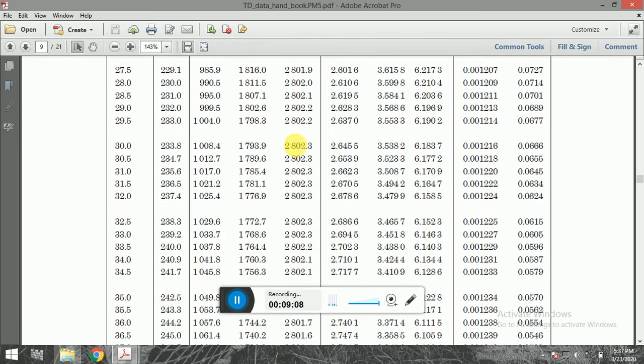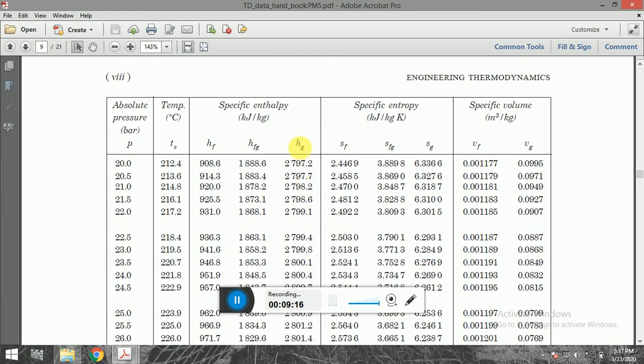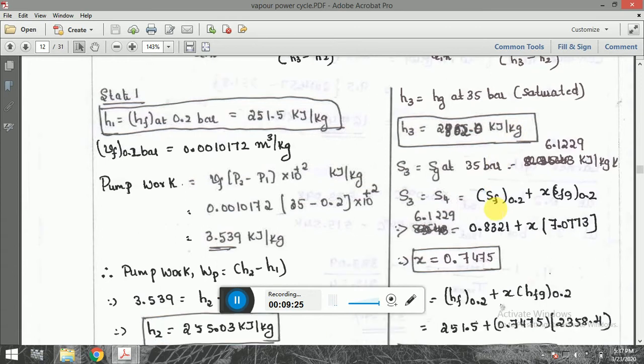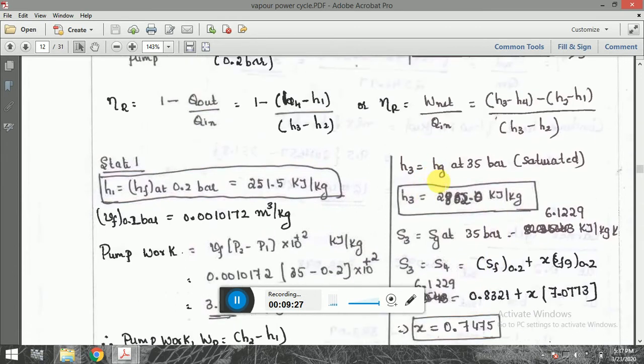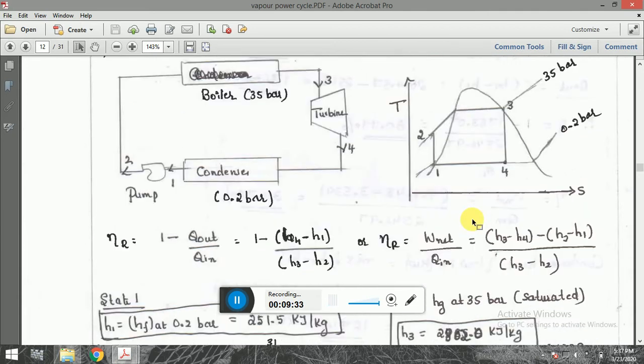Our boiler pressure is 35 bar. When boiler pressure is 35, the Hg value is 2802. That is our Hg value. We take a note of it. After noting it down, we write H3 is equal to 2802.0 kilojoule per kg. We came to know this directly from the data handbook.